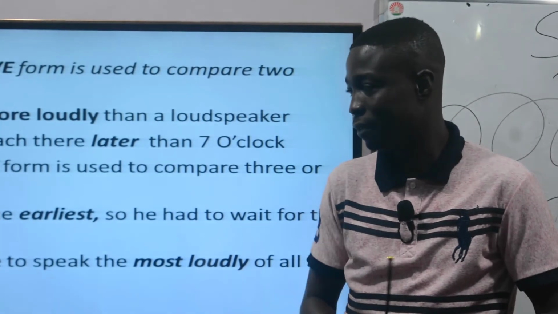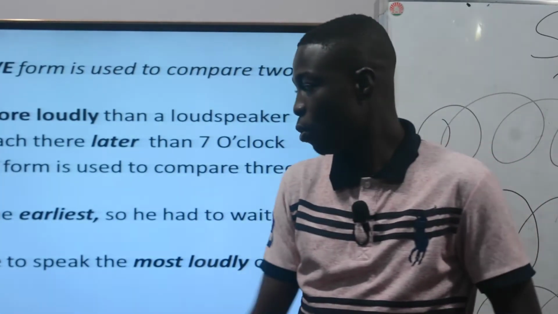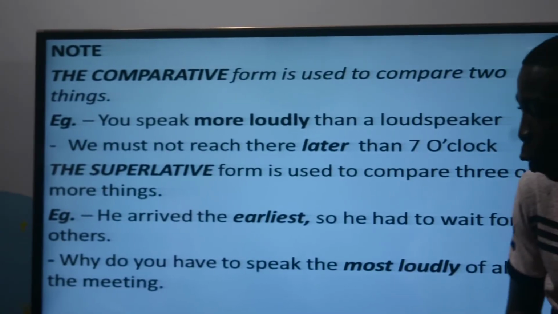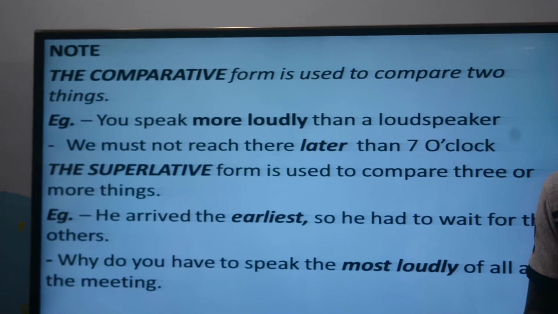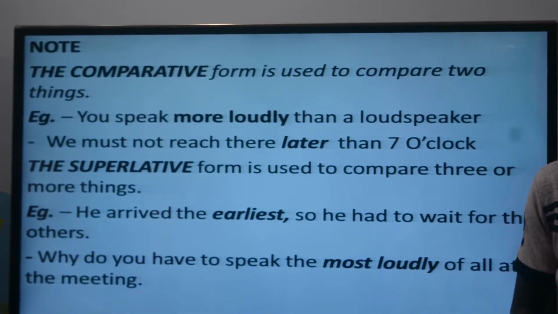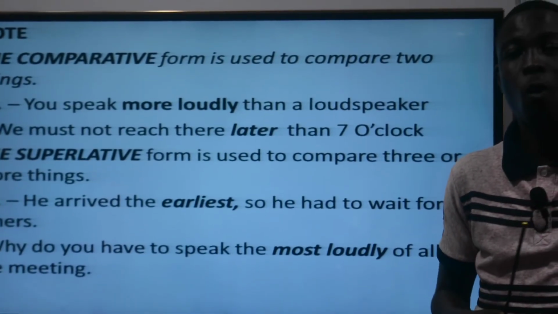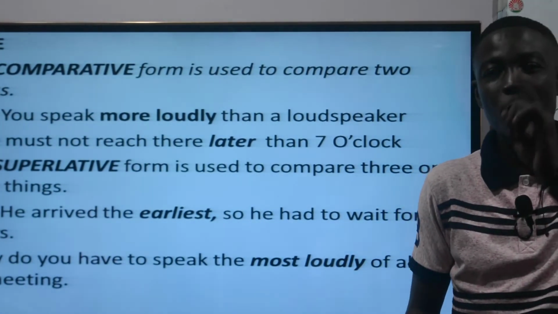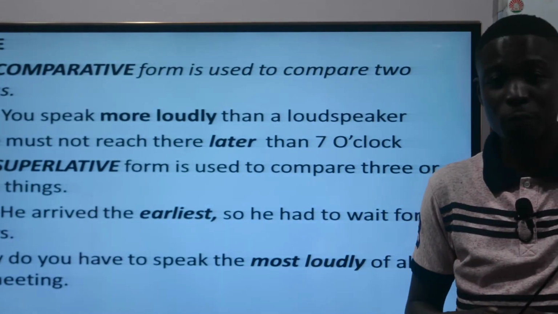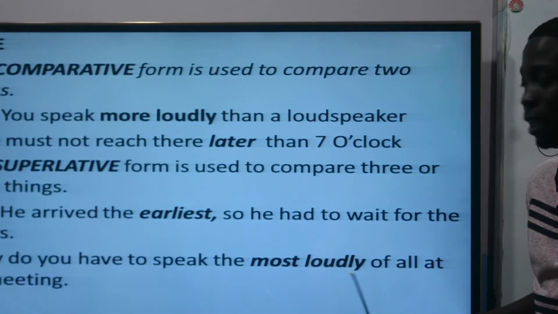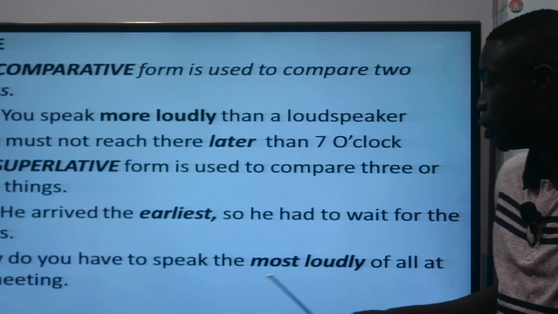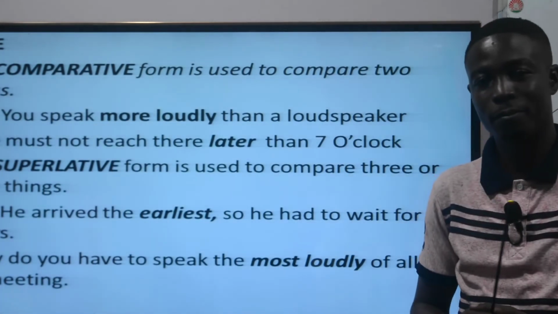That is the superlative. In the second example, why do you have to speak the most loudly of all at the meeting? This meeting consists of more than 2 people, so probably 3 or more people. And only one person speaks louder than all of them. Because of that, we use most loudly instead of more loudly. This time around, we are comparing 3 or more things. So we use most loudly.